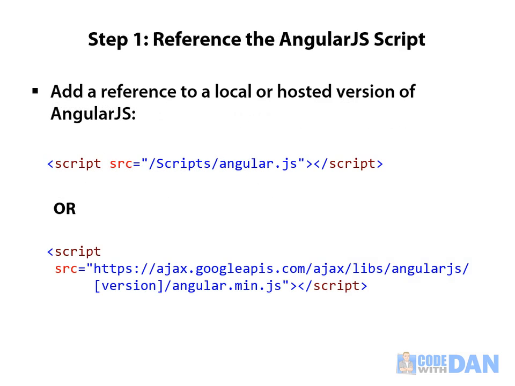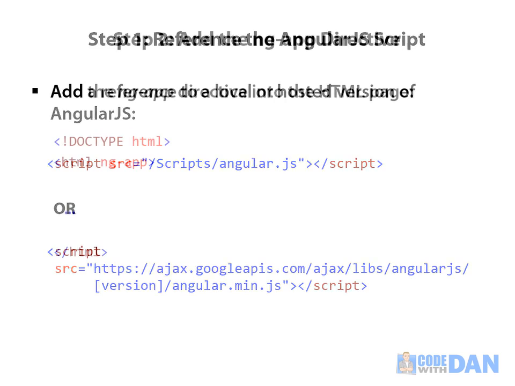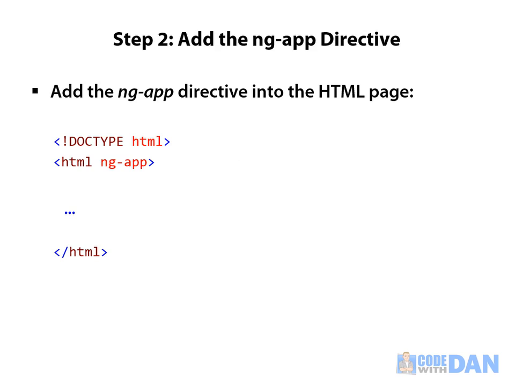So step 1 is pretty easy. We either grab the script and copy it locally and reference it, or we can go up to the Google hosted CDN and you can supply the version of Angular you'd like to grab, such as maybe 1.2.2 or whatever it may be. Well, once we do that, Angular's ready, but the next step is we need to tell Angular this is an Angular application. Including the script is not enough.